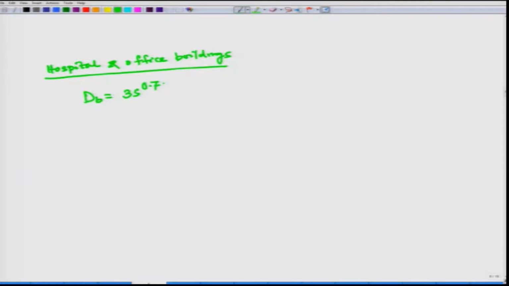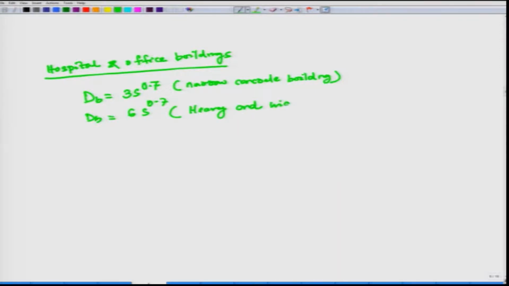For hospital and office buildings, dB is equal to 3s to the power 0.7, and dB is equal to 6s to the power 0.7. For this case it is narrow concrete buildings, and this part it is heavy and wide concrete buildings.